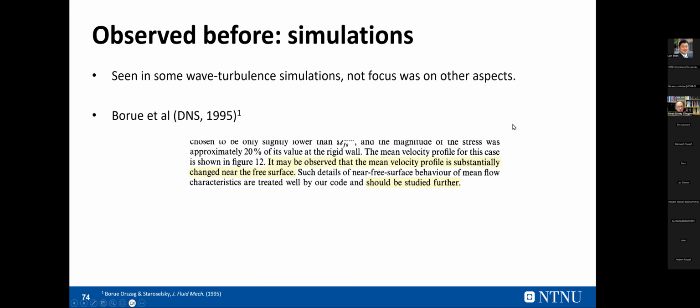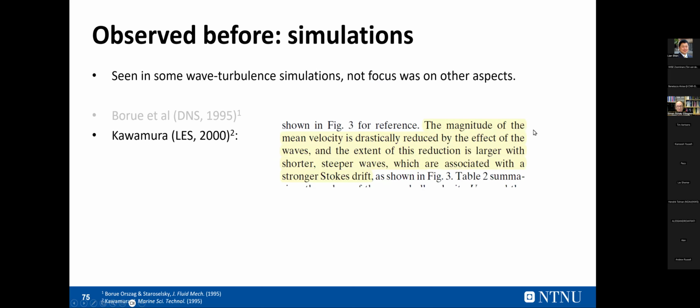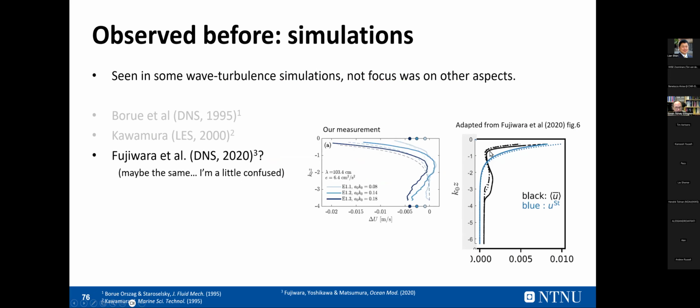And it's been seen also in simulations. Baru, for example, observed it and merely said it should be studied further. Kawamura also saw it in his LES. He noted that it's stronger for stronger Stokes drift. There is also a similar current in a very interesting recent paper by Fujiwara et al. I'm a bit confused whether it's the same thing, so this is something to look further into, but a very similar kind of Eulerian flow. Again, not a major focus of the paper, but definitely in there.